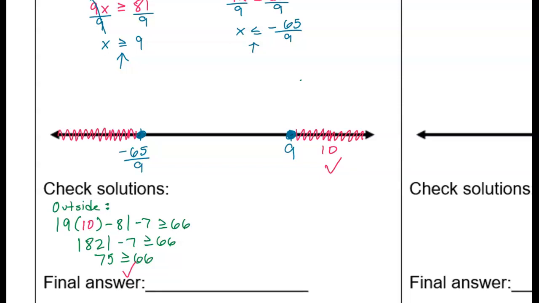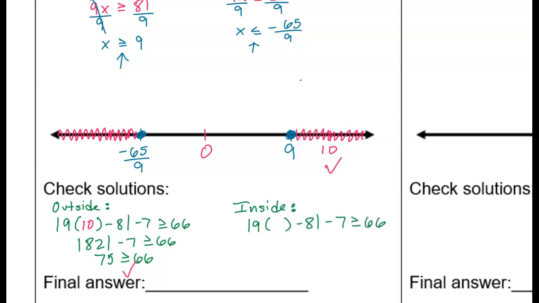But we still do need to check if I need to shade on the inside. And we need to do this because some solutions could give us all real numbers, meaning I would shade everywhere. So I'm going to check on the inside. I'm going to choose the easiest number between the 2 boundary points, which is 0. So instead of plugging in 10, I'm going to plug in 0.